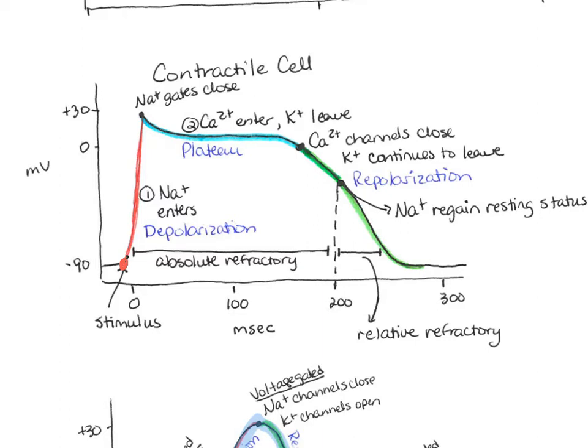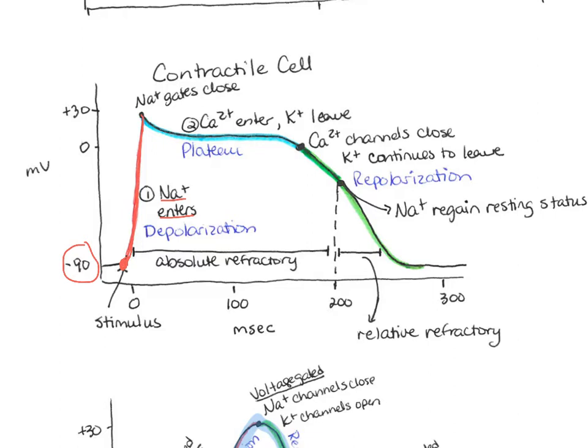All right, then the sodium-gated channels are going to open up and sodium enters. So sodium comes into the cell and we move from a negative 90, which is resting in the contractile cells, and we depolarize all the way up to a positive 30. So all of that is called depolarization. So that's the first step that occurs in a contractile cell when we are stimulating a contractile cell.